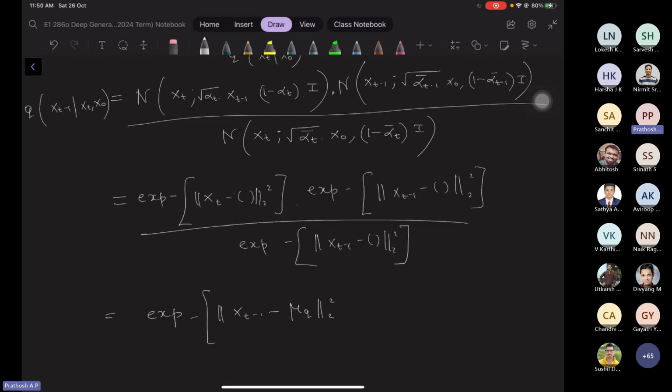Express it this way. Now, how do we do that? This we do by what is called completing the square. Do all of you know how to complete the square? What do you mean by completing the square?